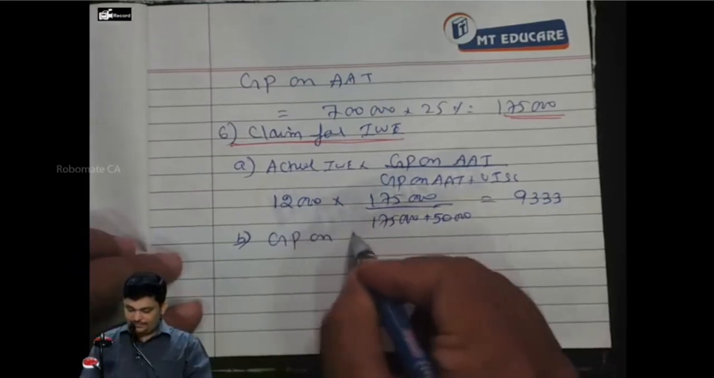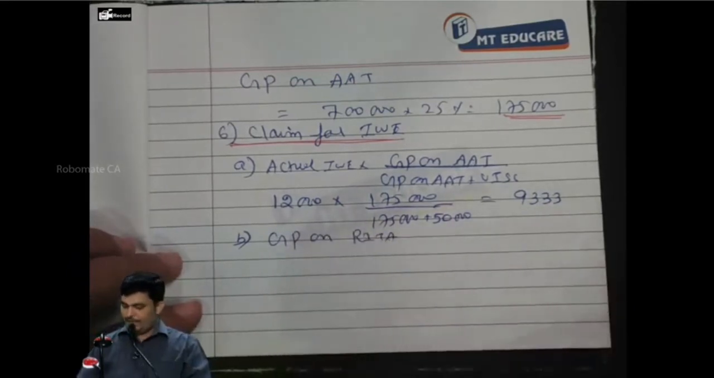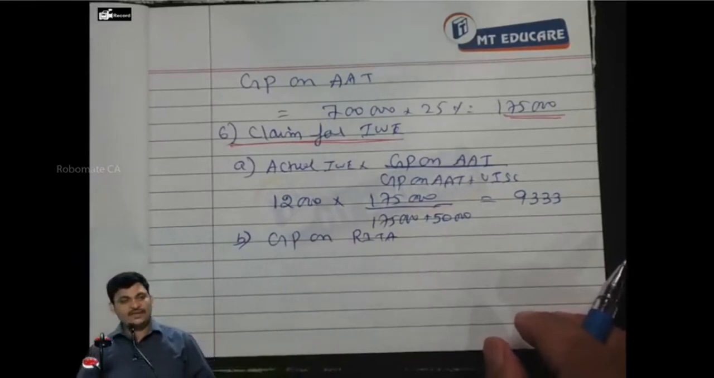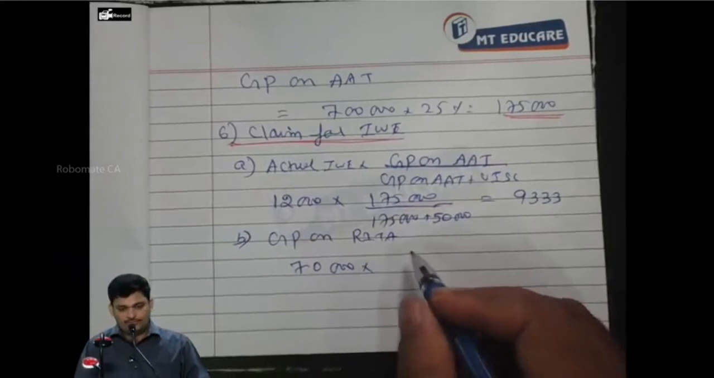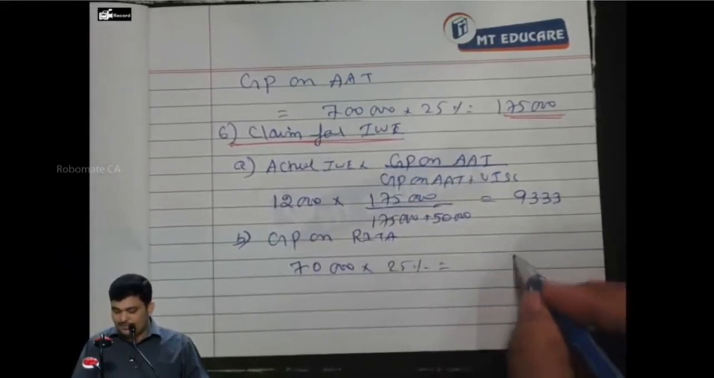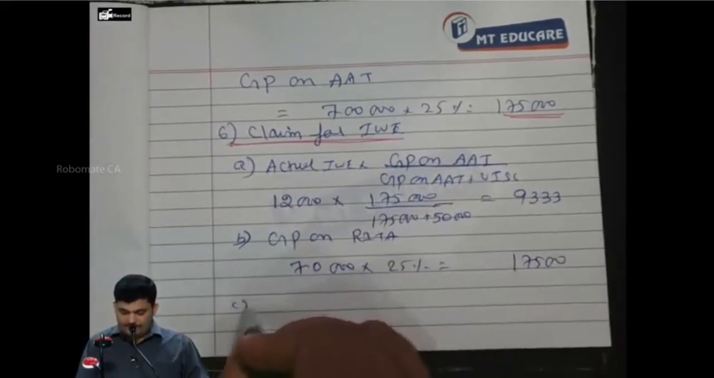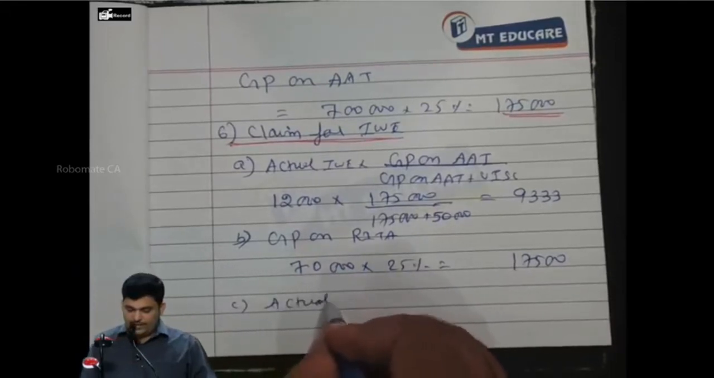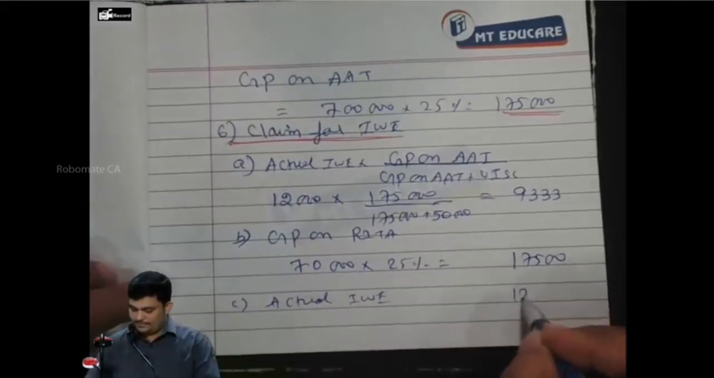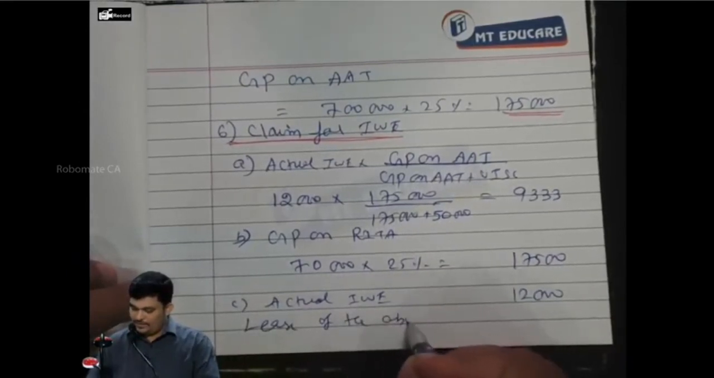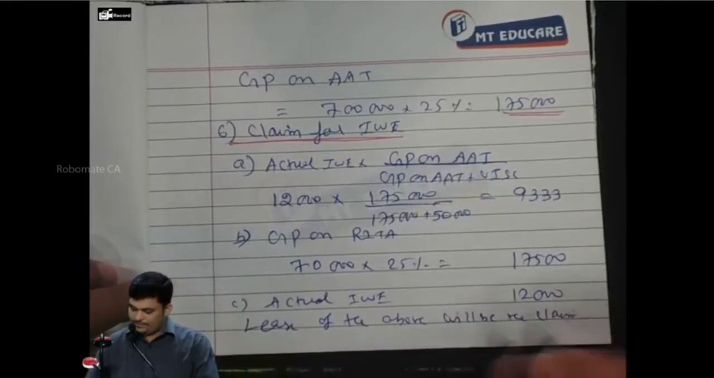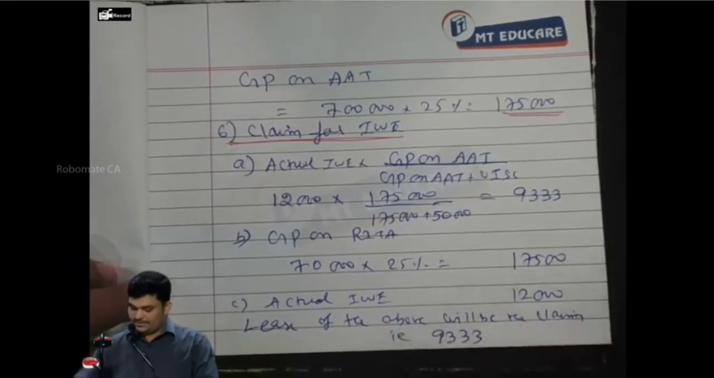GP on Rita. So no breakup given. In that case, entire sales will be taken as what? Rita. So 70,000 into 25%, that is 17,500. Actual IWE. Least of the above will be the claim. That is 9,333.